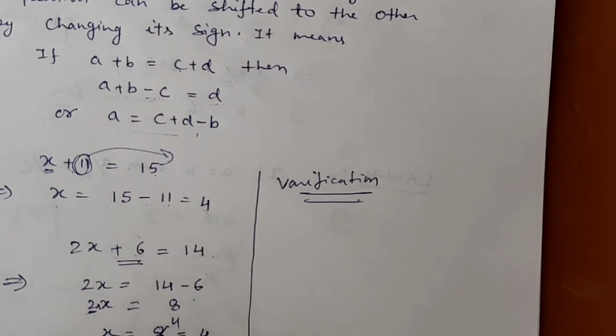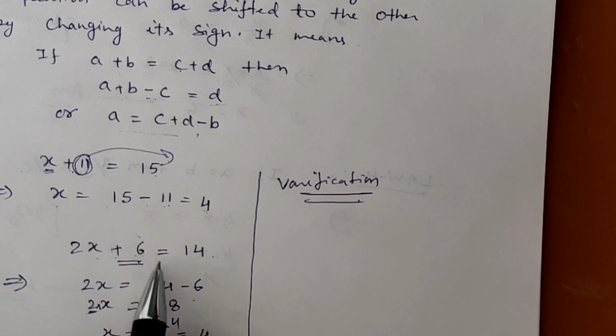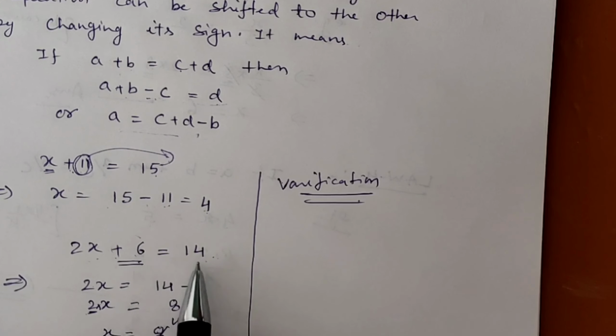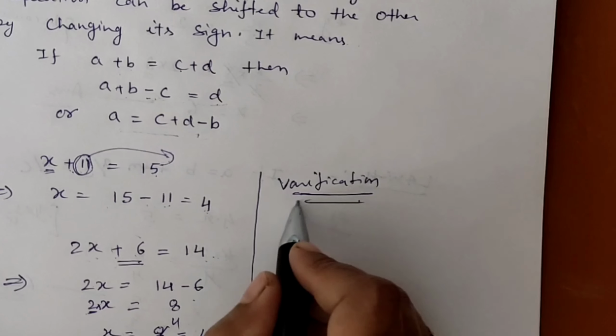We can also do verification here. How can we verify that? You can put the value 4 in this equation, and you will get the left hand side value and the right hand side value the same. Then you can say that your solution is correct. That is known as verification. So how can we verify here?